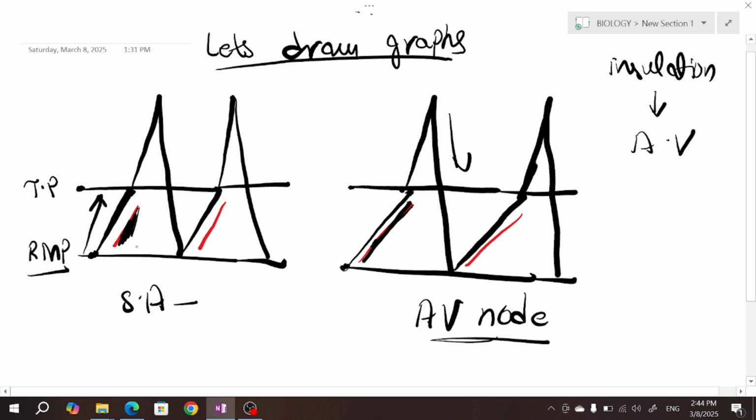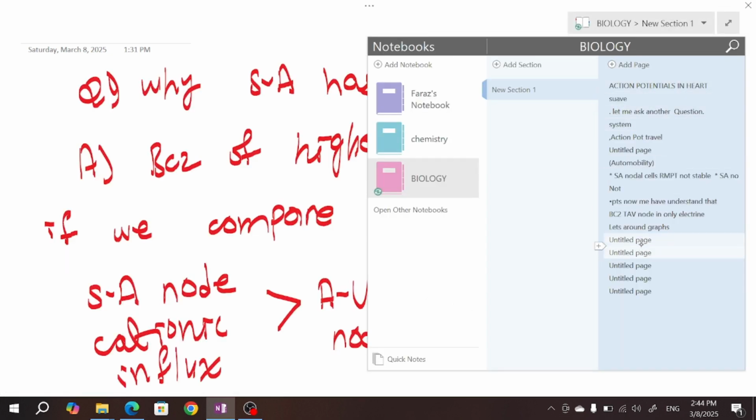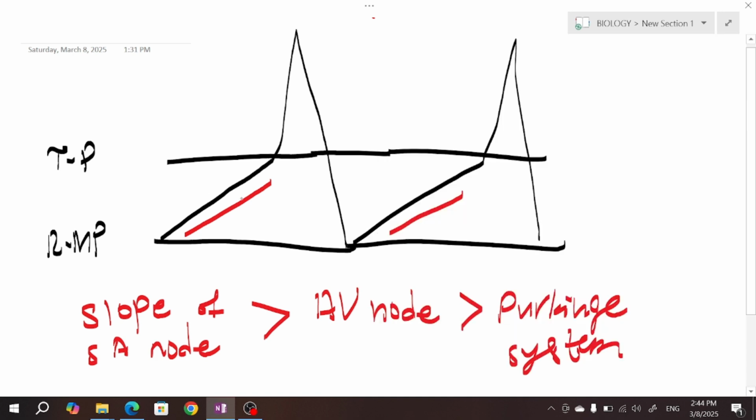So again, the slope of the SA node is high, and the AV node slope is a little bit less. Now let's see the Purkinje system slope. The Purkinje system slope is very low. Which has the highest slope? The SA node, then the AV node, then finally comes the turn of the Purkinje system.